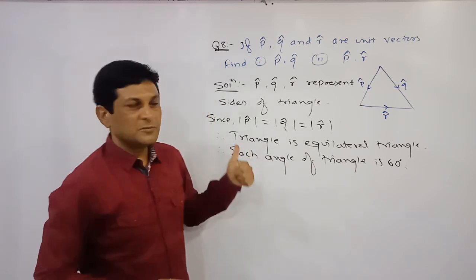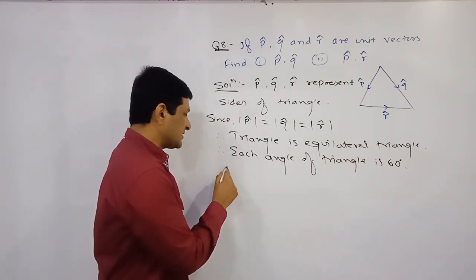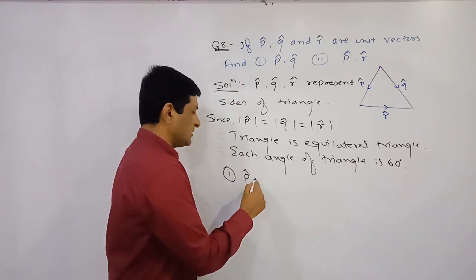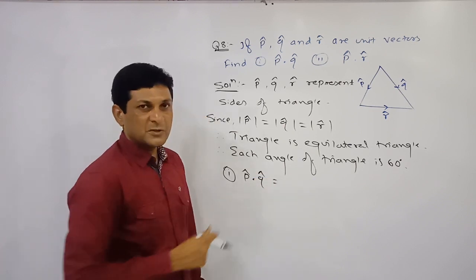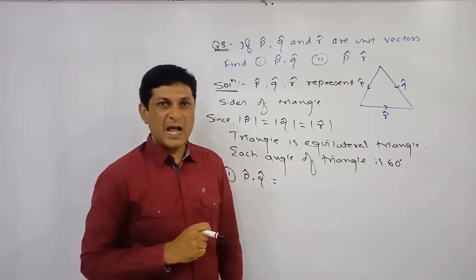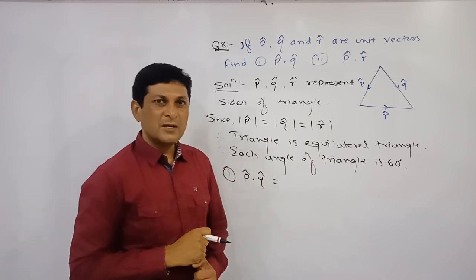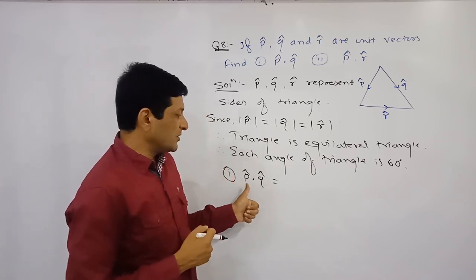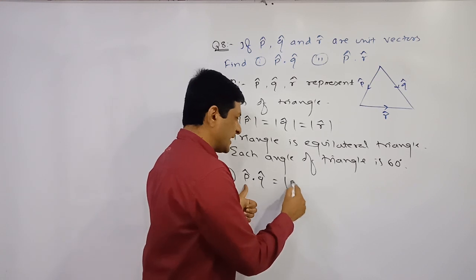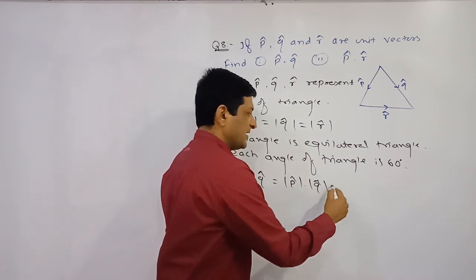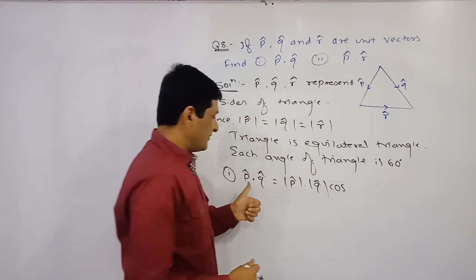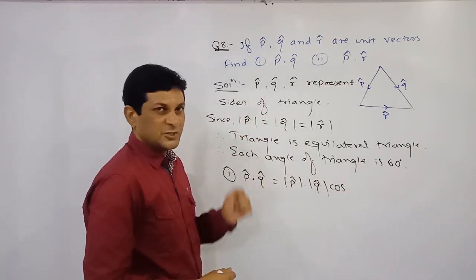So now we are trying to find our first required value, that is P cap dot Q cap. To find the value of this dot product, we apply the definition of the dot product. What is the definition of dot product? According to our definition, the first term is the magnitude of the first vector, into the magnitude of the second vector, into cos theta, where theta is the angle between these two vectors.